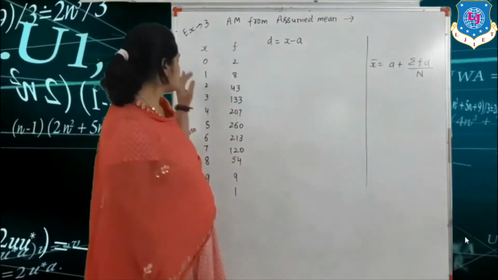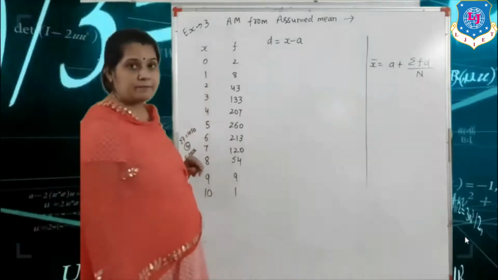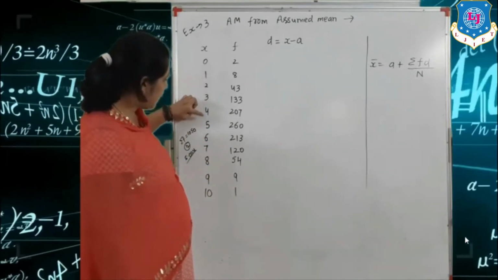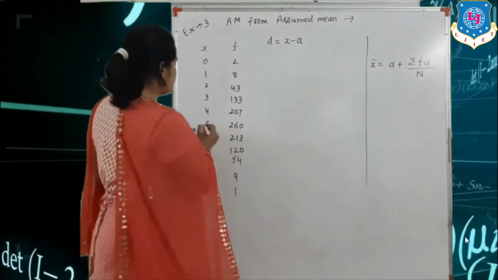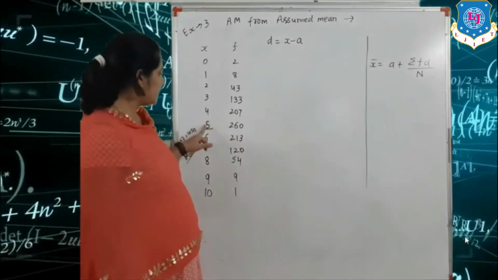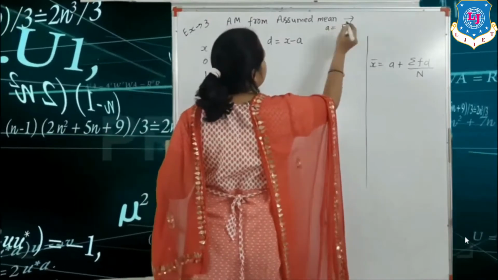Okay, so first you check here the total number of terms is 11. 1, 2, 3, 4, 5, 6, 7, 8, 9, 10 and 11. So what is the middle term? The middle term is 5. So here a is equal to 5. So we write here a is equal to 5.